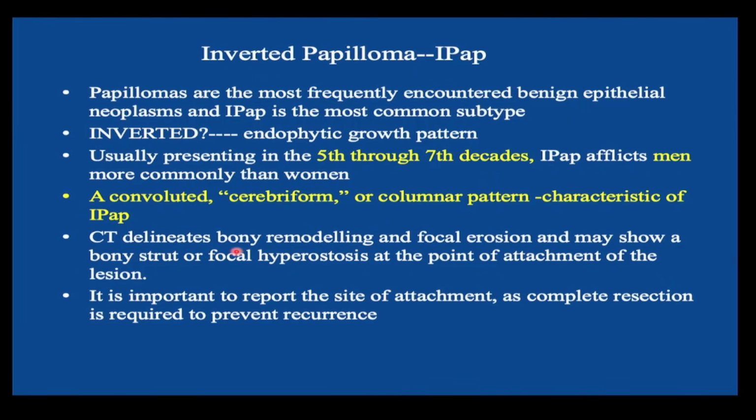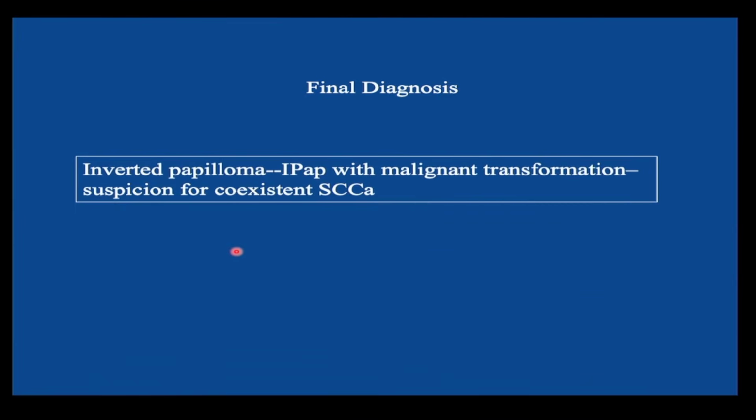And everybody knows there are 3 types of Schneiderian papillomas. The commonest is inverted papilloma, the others are oncocytic, and, because this is endophytic, the other one is exophytic Schneiderian papilloma. Okay, so the final diagnosis was inverted papilloma with malignant transformation. Trust me, we have seen even a polyposis, a polyp-like looking lesion with inverted papilloma. So there are these hybrid lesions. We gave this diagnosis because it was multi-compartment.